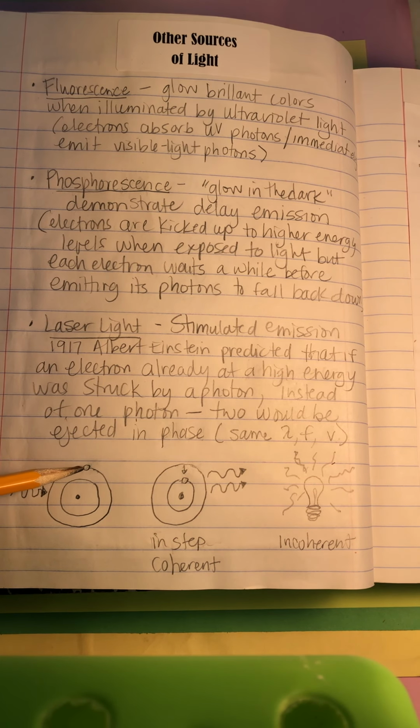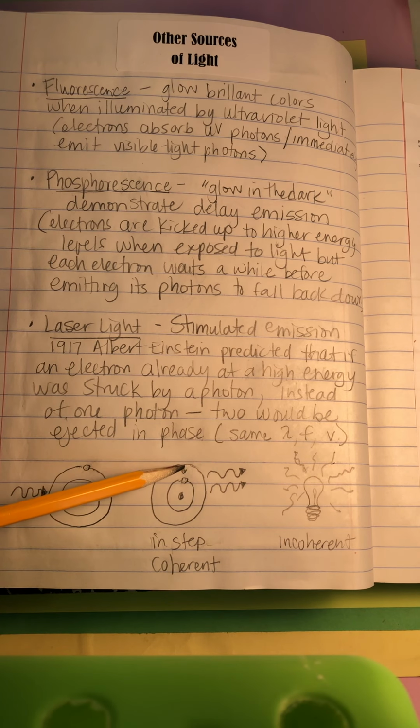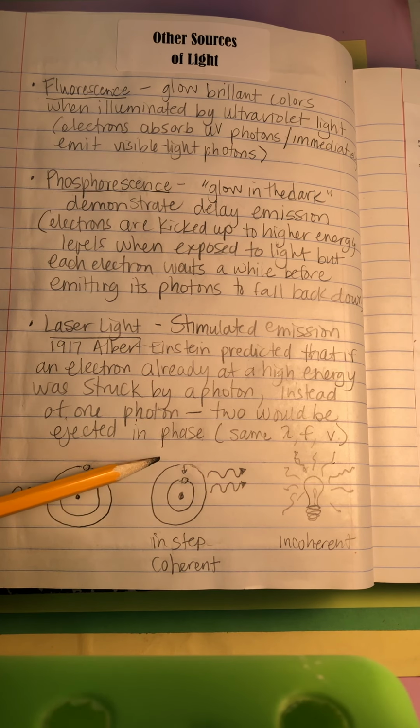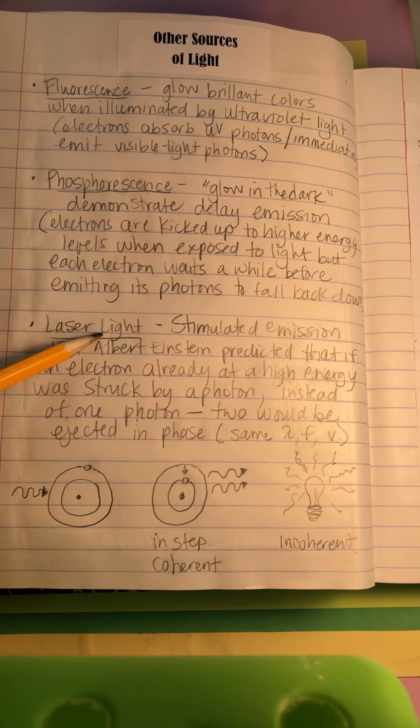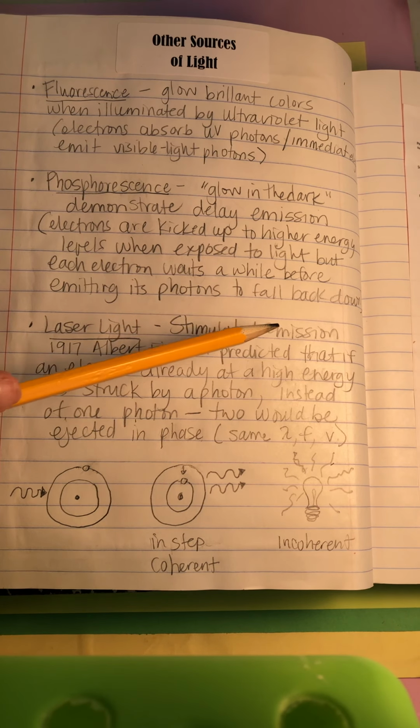He's going to already be excited, and then more energy is going to come in. So it's kind of a double whammy. And when it gets a double whammy, when he then goes back down to the state he wants to be, instead of one photon of light, 2 will be emitted, and they will be in step, which we call coherent. So laser light is referred to as stimulated emission.